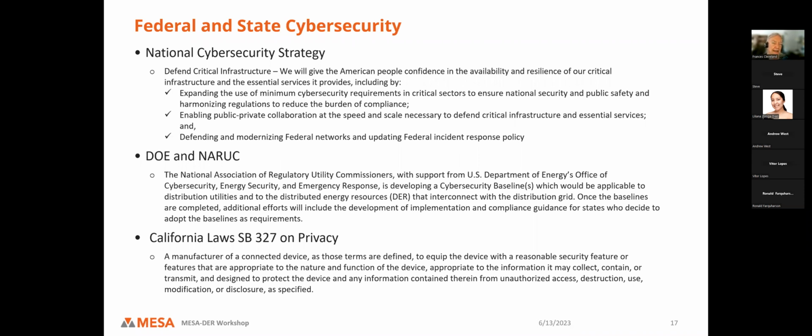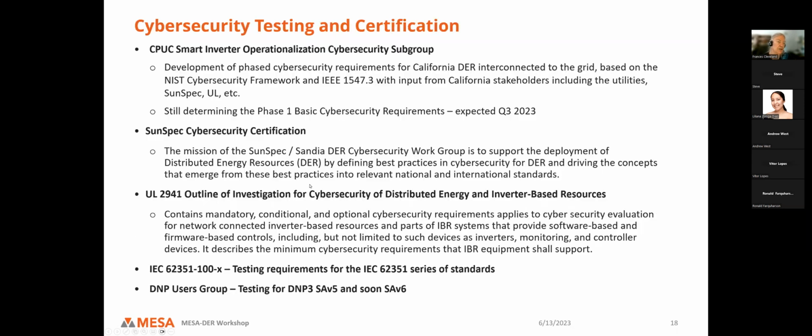There are also federal and state cybersecurity requirements that are, well, beginning to be developed, mostly at a very high level. And so I won't go into details, but just recognize that there are efforts to say cybersecurity for the electric power industry is really important, defending critical infrastructure. And DOE has some efforts going on with the National Association of Regulatory Utility Commissioners. California laws has some issues, some items.